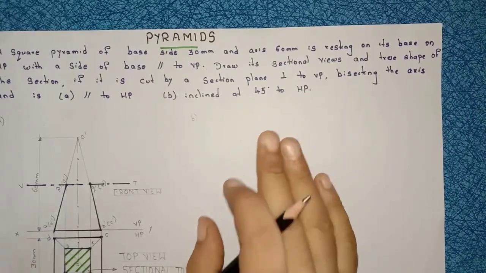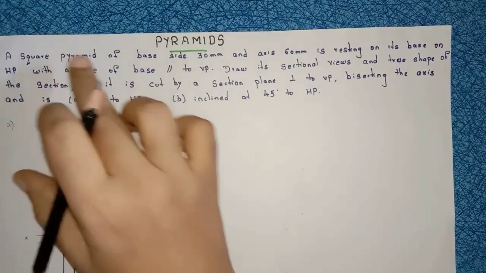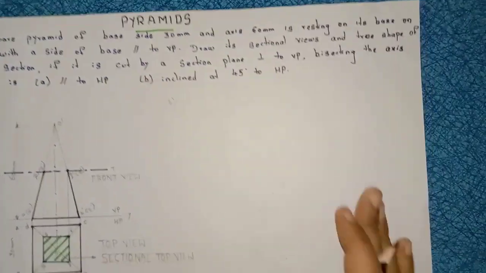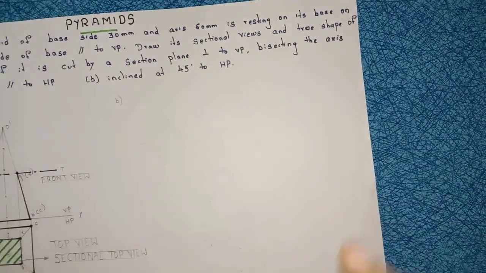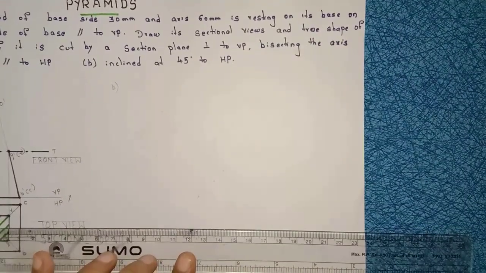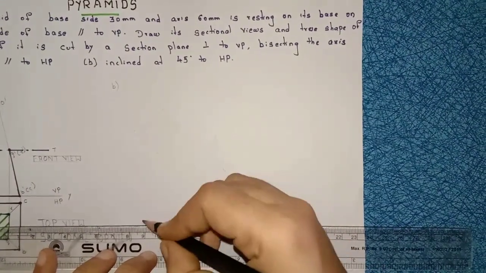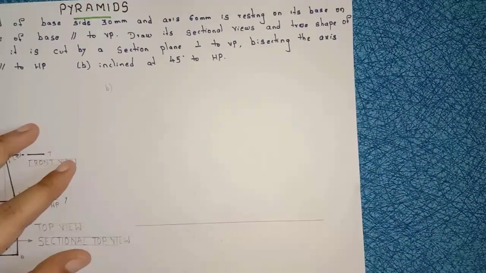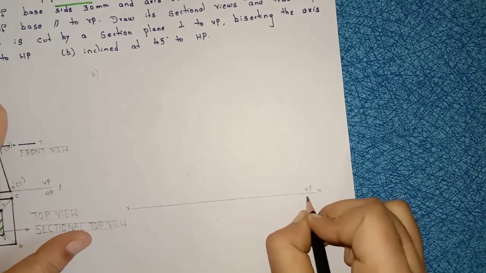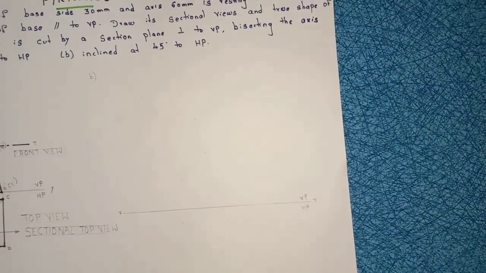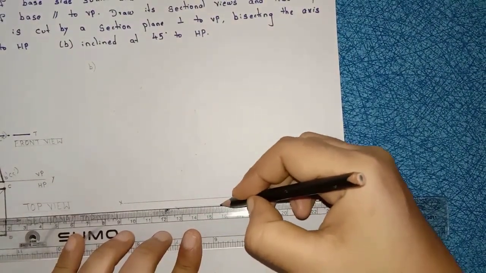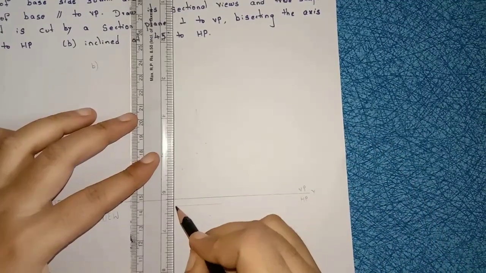For B bit, the basic problem is the same. We have to construct the square pyramid on HP, with the condition that the base is parallel to VP. So the basic problem is the same. Let us see B bit here. Draw the reference line of any length. Name it as XY, vertical plane, horizontal plane. Leave 5 mm gap. Construct the square. Length of the square is 40 mm.